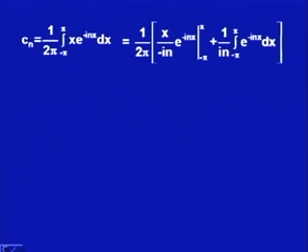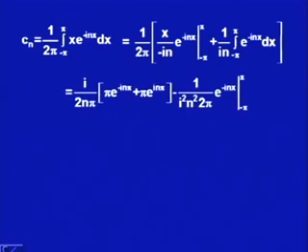In the first evaluation, when we put x equal to pi and x equal to minus pi, we would get 1 upon minus i, that is i. So, i upon 2 n pi, pi e to the power i n pi plus pi e to the power i n pi, minus this integral, 1 upon i square n square 2 pi e to the power minus i n x evaluated from minus pi to plus pi.